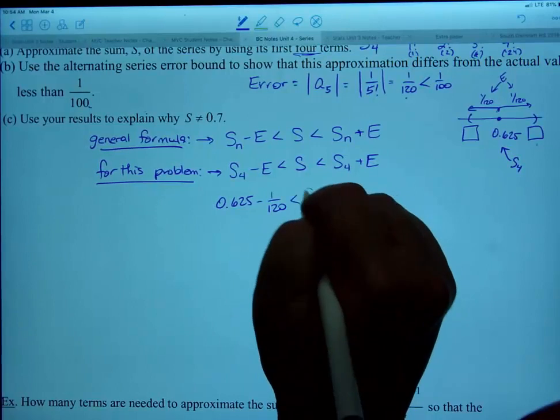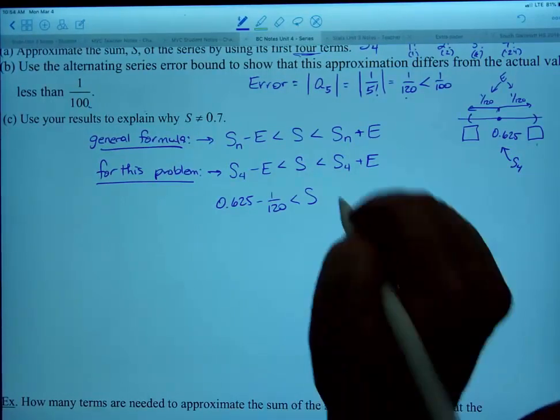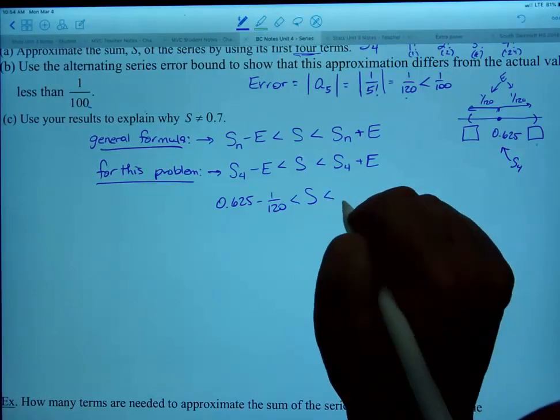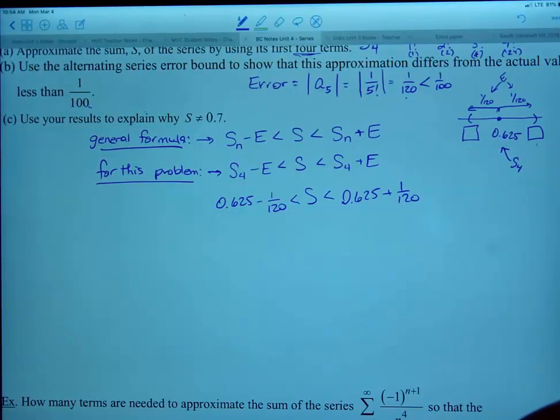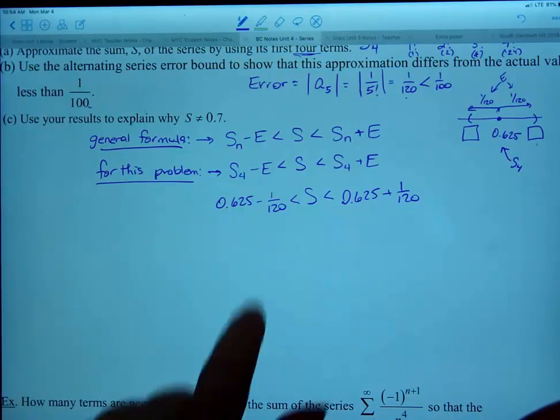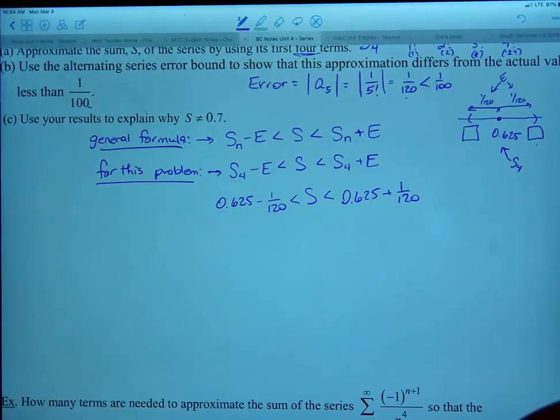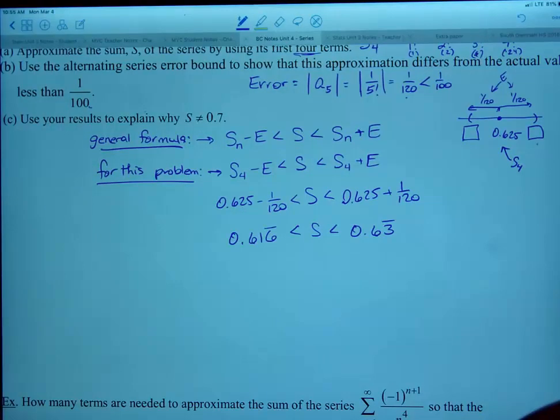Is less than S. Now, I can never find S exactly. And then S sub 4 is 0.625 plus 1 over 120. So, take your calculator, calculate the number on the left, that's the left-hand box, and then calculate the number on the right, that's the right-hand box. Okay. So what did we get? Did you guys get the same answers that I got? Yes. Okay, so I know that the true sum of all of the terms is somewhere between 0.6166666 and 0.6333333.